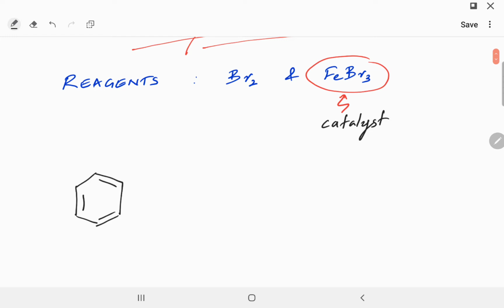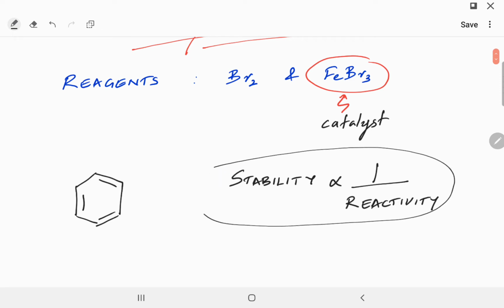Because of that stability, the reactivity of benzene is very low. And of course, you know that stability and reactivity are inversely proportional. So the more stable the molecule is, the less reactivity is going to be. Since benzene is much more stable as compared to a hypothetical triene, the reactivity of benzene is very low.